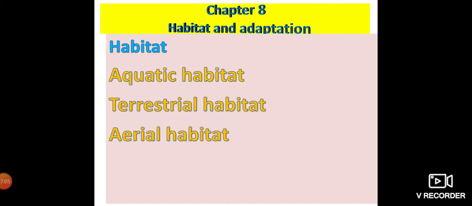Organisms which live in polar habitat are polar bears, reindeers, and penguins. Okay, and next, forest and grasslands.